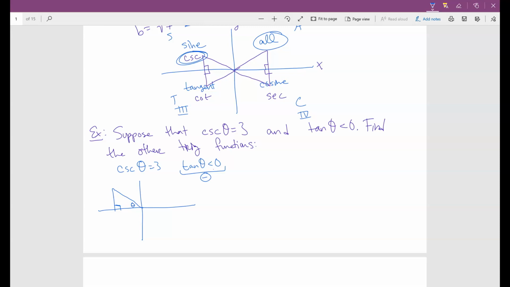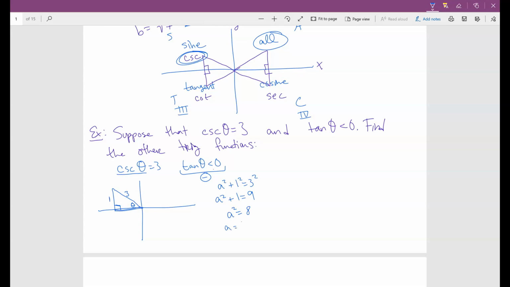So now what we want to think about is cosecant. Cosecant is the reciprocal of sine. Sine is opposite over hypotenuse. So this 3 is hypotenuse over opposite. So this should be 3, and this one should be just a 1. Okay. How do we find out the other one? Well, let's just use a squared plus b squared equals c squared. a squared plus 1 squared equals 3 squared. So this is going to give me 1, this is going to give me a 9. So a squared equals 8.